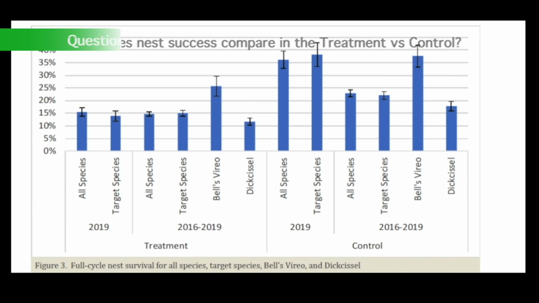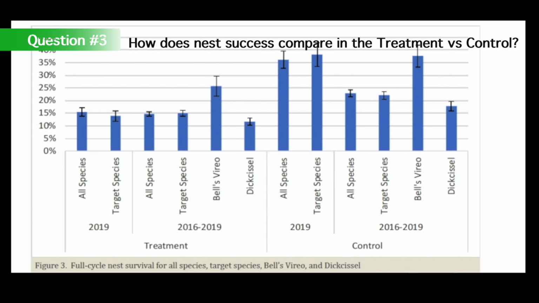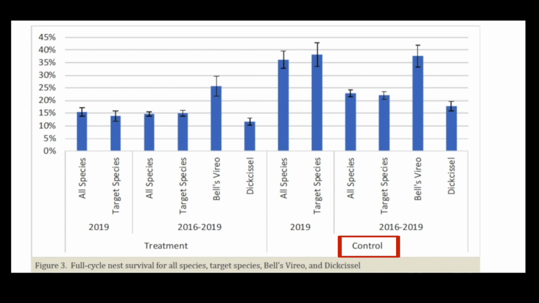Question 3. How does the full cycle nest survival of the target species from 2016 to 2019 in the treatment units compare to the full cycle nest survival of the target species for 2016 to 2019 in the control units? Essentially, how does the nest survival of the target species in the treatment units compare to the nest survival in the control units? Answer these questions and then return to the video.